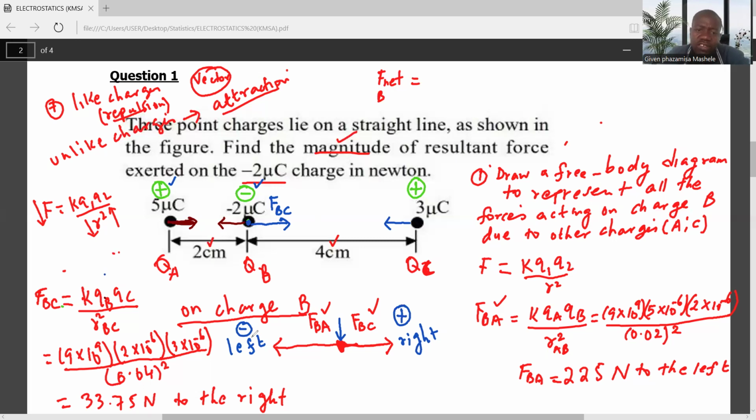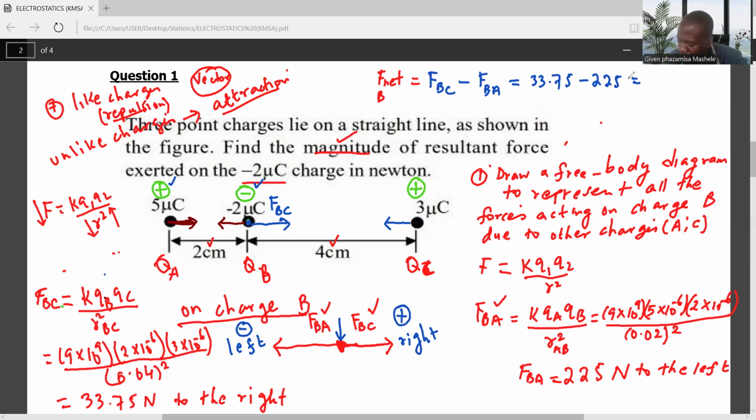Now, since these are not moving in the same direction, we take the one moving to the right, which is FBC because it's positive, minus FBA, which is the negative one. So we end up subtracting because they are not in the same direction. What is the force on B due to C? It's 33.75, minus the force on B due to A, which is 225.